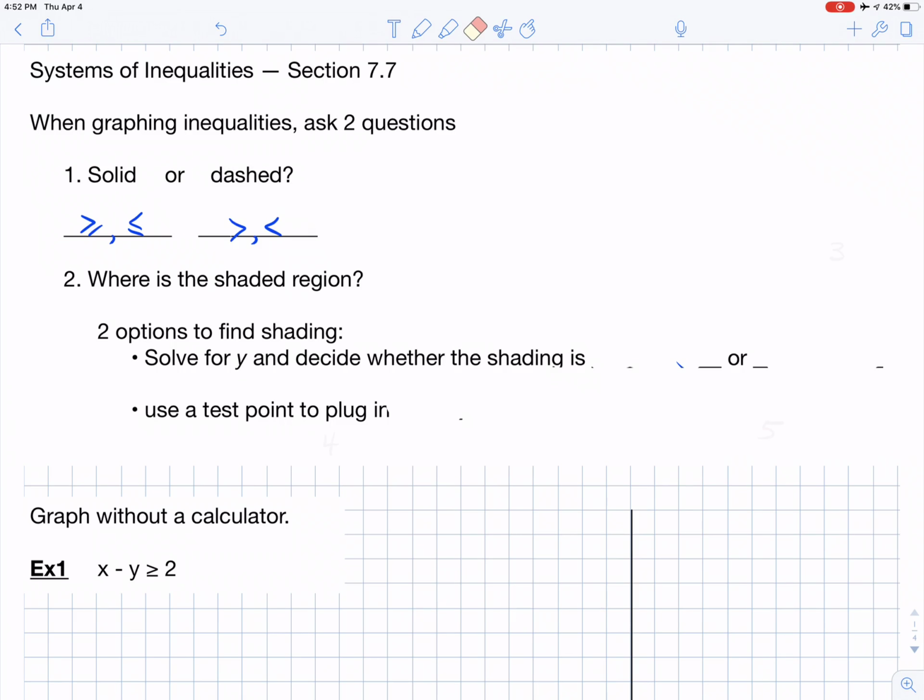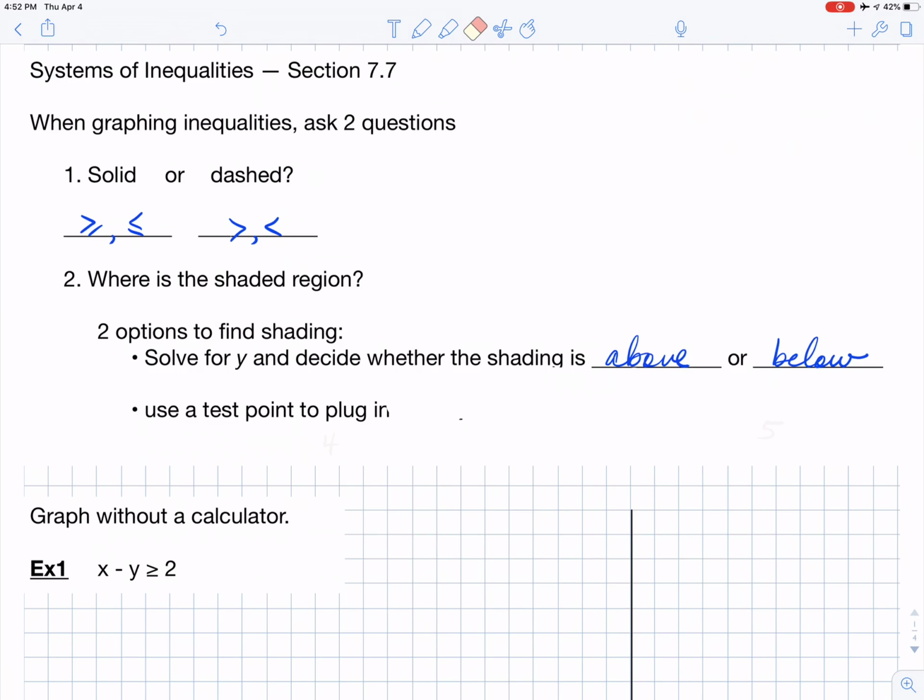The second question that you're always going to ask yourself: where is the shaded region? There are two options that you can use to find your shading. One is if y is already alone. I know that the notes there say that you can solve for y, and you can. But really, I'm going to go with if y is already alone. I'm not going to take the extra work to get y alone. If y is already alone, just simply decide whether your shading is going to be above or below your figure.